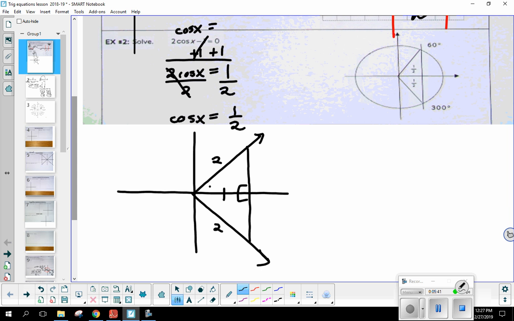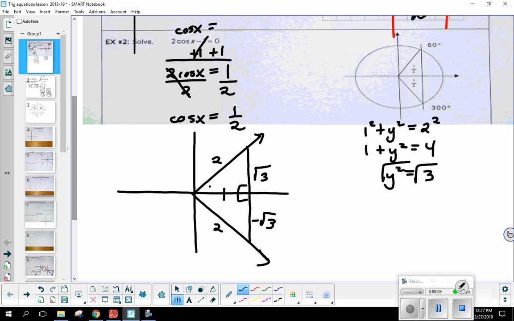Not 1. Let's say we don't know. How can I find out? Pythagorean theorem. So let's say right now I want this y right here. That would be 1 squared plus y squared is equal to 2 squared. So 1 plus y squared should equal 4. Subtract that over, so y squared equals 3. So it's got to be the square root of 3, right? Okay. Now, because this one's in quadrant 4, that would be a negative square root of 3. Remember, the negative just tells you direction.